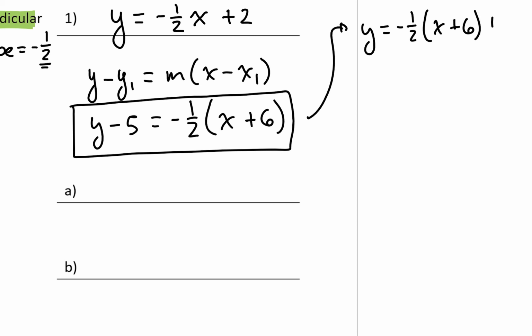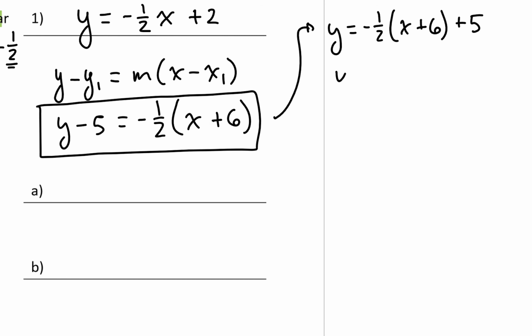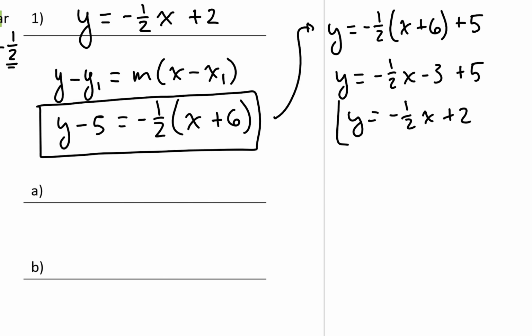And then now I'm going to have a positive 5. And I'm going to go ahead and distribute the 1/2. So I've got y equals negative 1/2 x and then minus 3 and then plus the 5. And you can see when I simplify it, I do get y equals negative 1/2 x and then plus 2. So it is indeed exactly the same line, right?